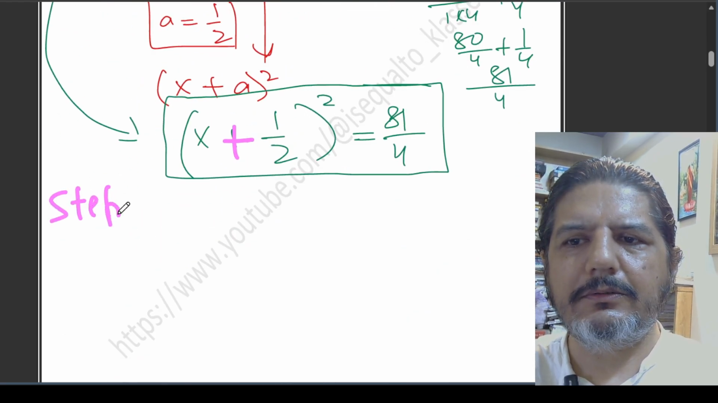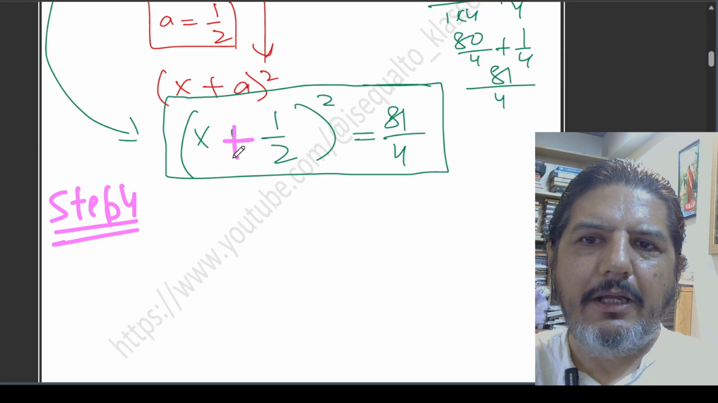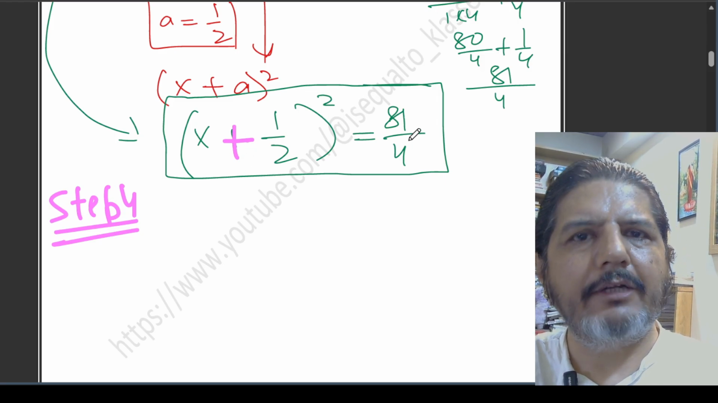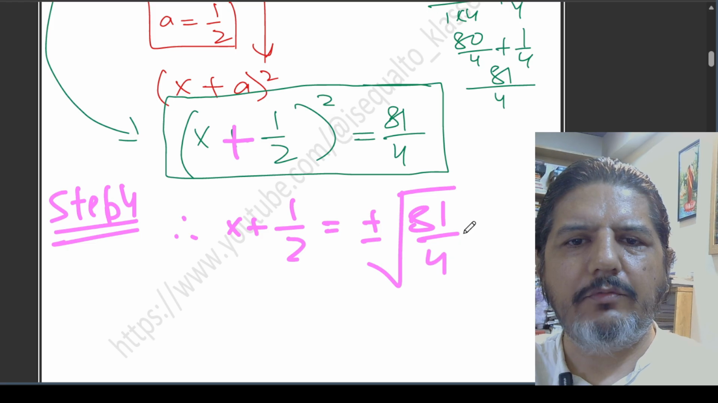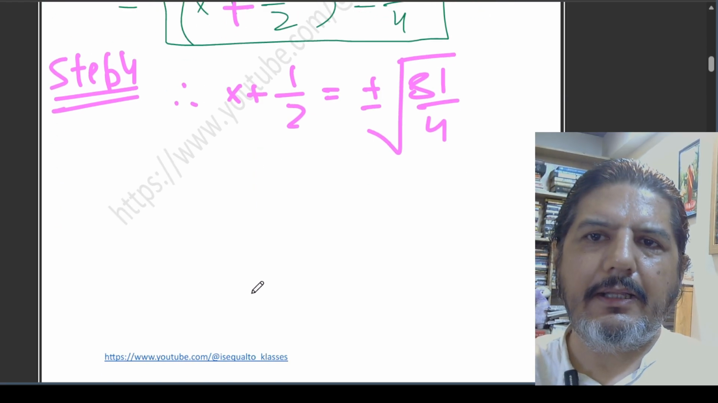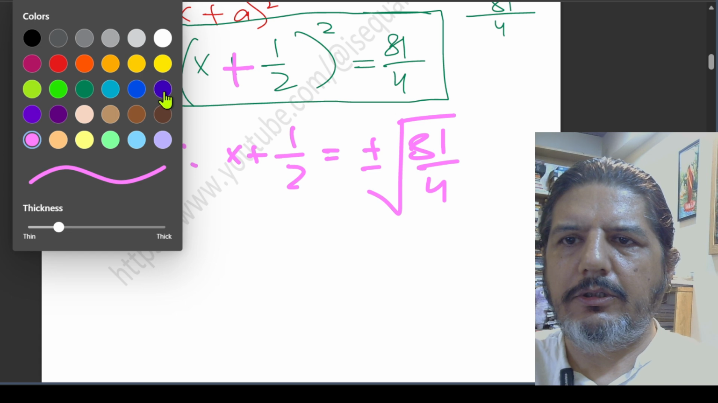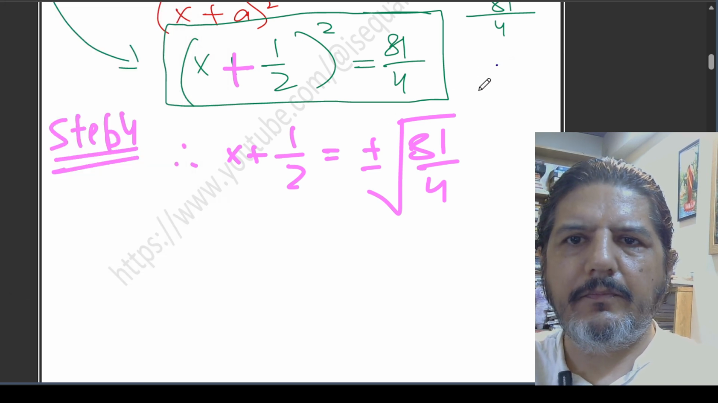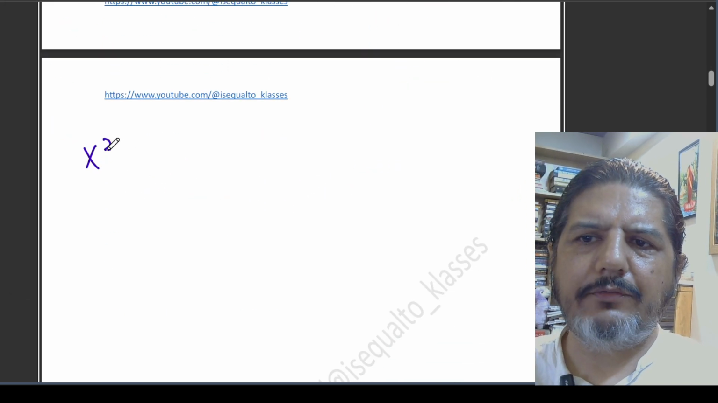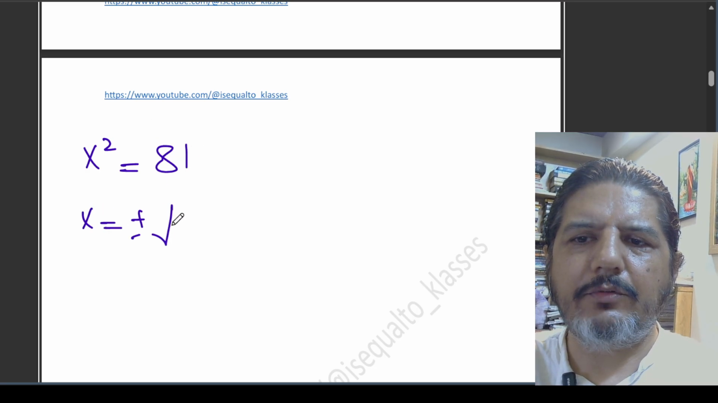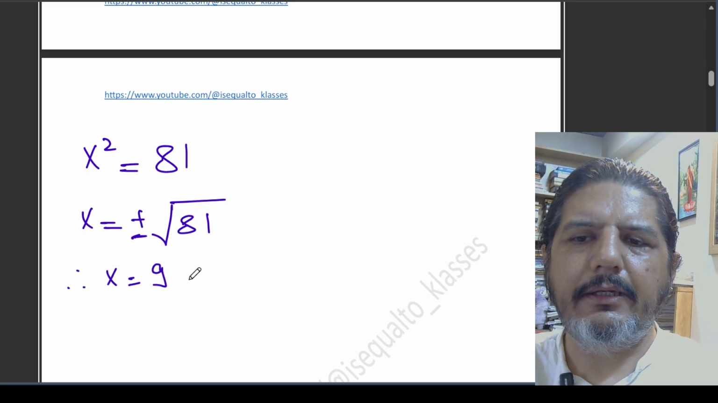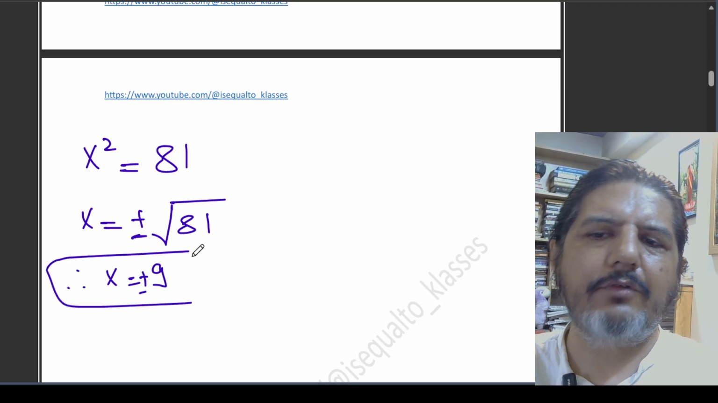Now comes step 4. Now x plus half whole square is equal to 81 by 4. Therefore, x plus half is equal to plus minus root 81 by 4. Let me explain this to you with a simpler example. You would have solved something like x square is equal to 81. So then we write this as x is equal to plus minus root of 81. And therefore x is equal to 9, basically plus minus 9. So these are the two values of x that you have.